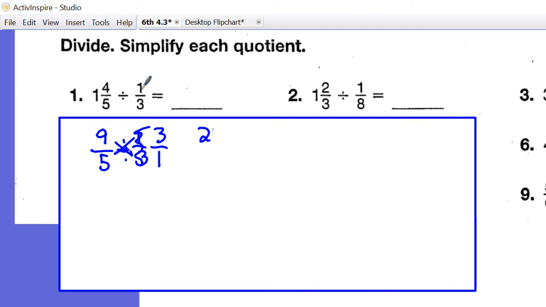9 times 3 is 27. 5 times 1 is 5. I get an improper fraction of 27/5. 27 divided by 5 is 5 wholes. 5 times 5 is 25, with a remainder of 2. And the denominator remains 5. The quotient is 5 and 2/5.